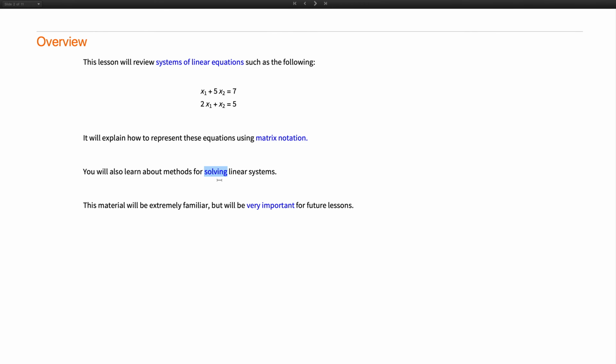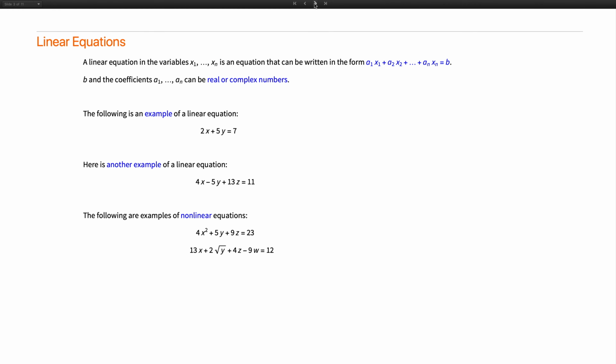Now you might say, oh, this material is very familiar to me, but it's going to be very important for future lessons. So it's quite important that you pay attention to the lesson and get all the details right. Let's begin with something even simpler, namely the topic of linear equations.